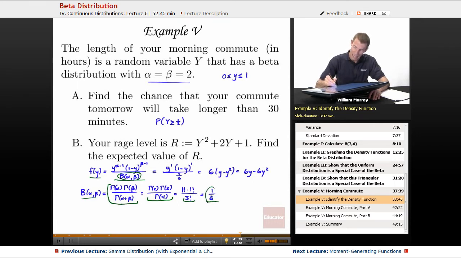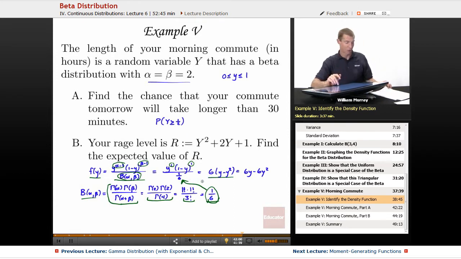So I plugged that into my density function, and I also plugged in the values of alpha and beta. So 2 minus 1 is 1. And so I got 6 times y minus y squared. So that's the density function that I'm going to work with in order to solve these two problems. Remember, on the next page, I'm not going to copy the problems because I'll need the space. We're going to solve the probability that y is greater than 1/2, and then we're going to find the expected value of r. Those are the two things we're going to solve on the next page.